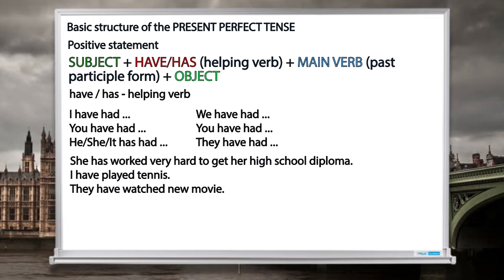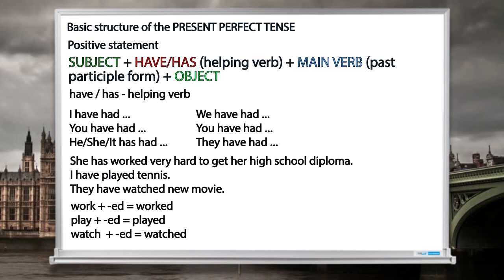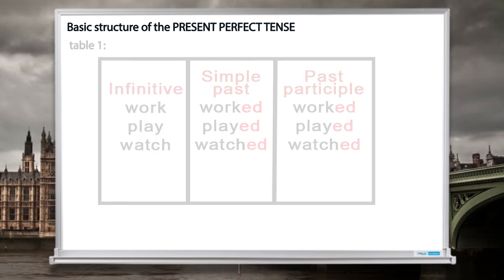Now, if you look at the main verbs in these sentences, you can see that the ending -ed is added to the verbs, and that's how we get the past participle of the verb. Work plus ed is worked, play plus ed is played, watch plus ending ed is watched. These examples are regular verbs, so the past simple form and the past participle form are the same, as you can see in the following table 1.